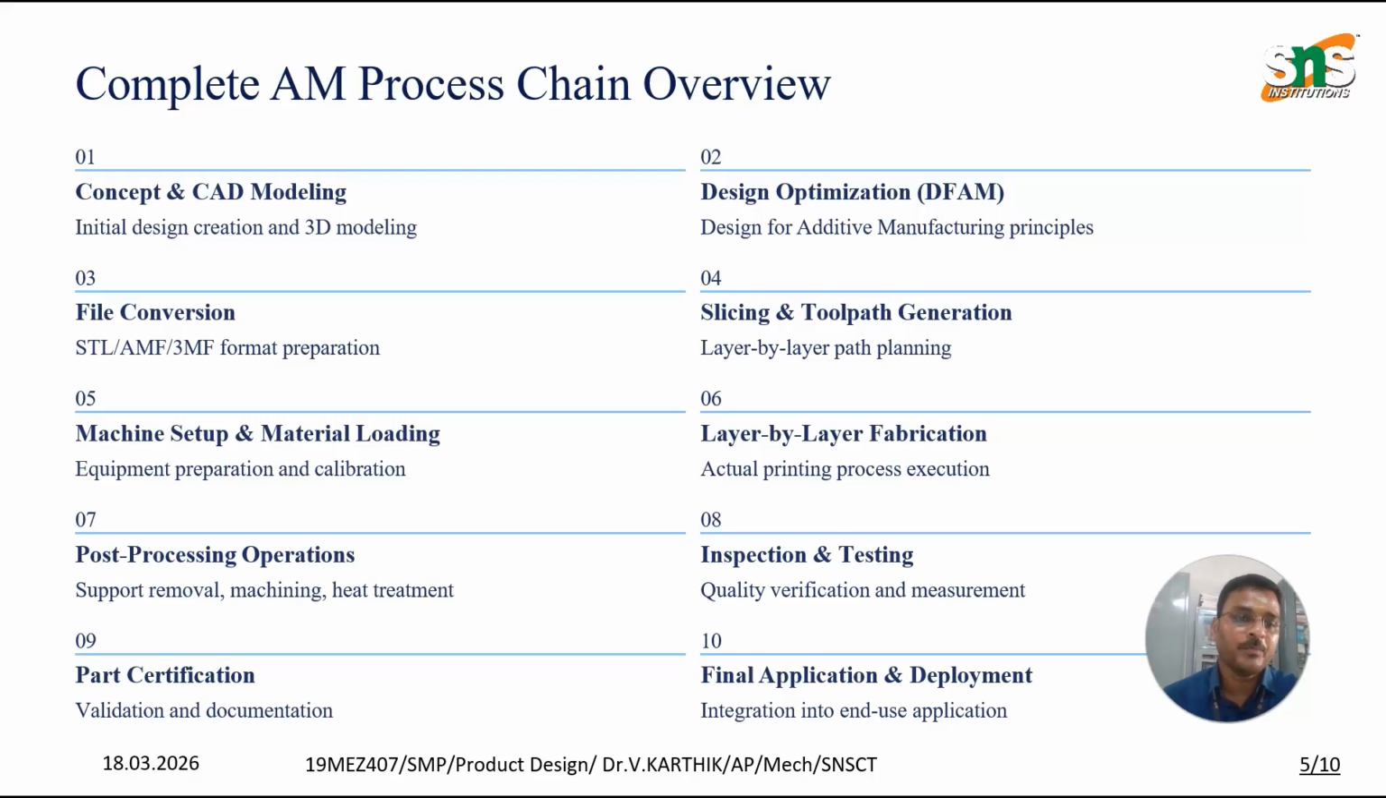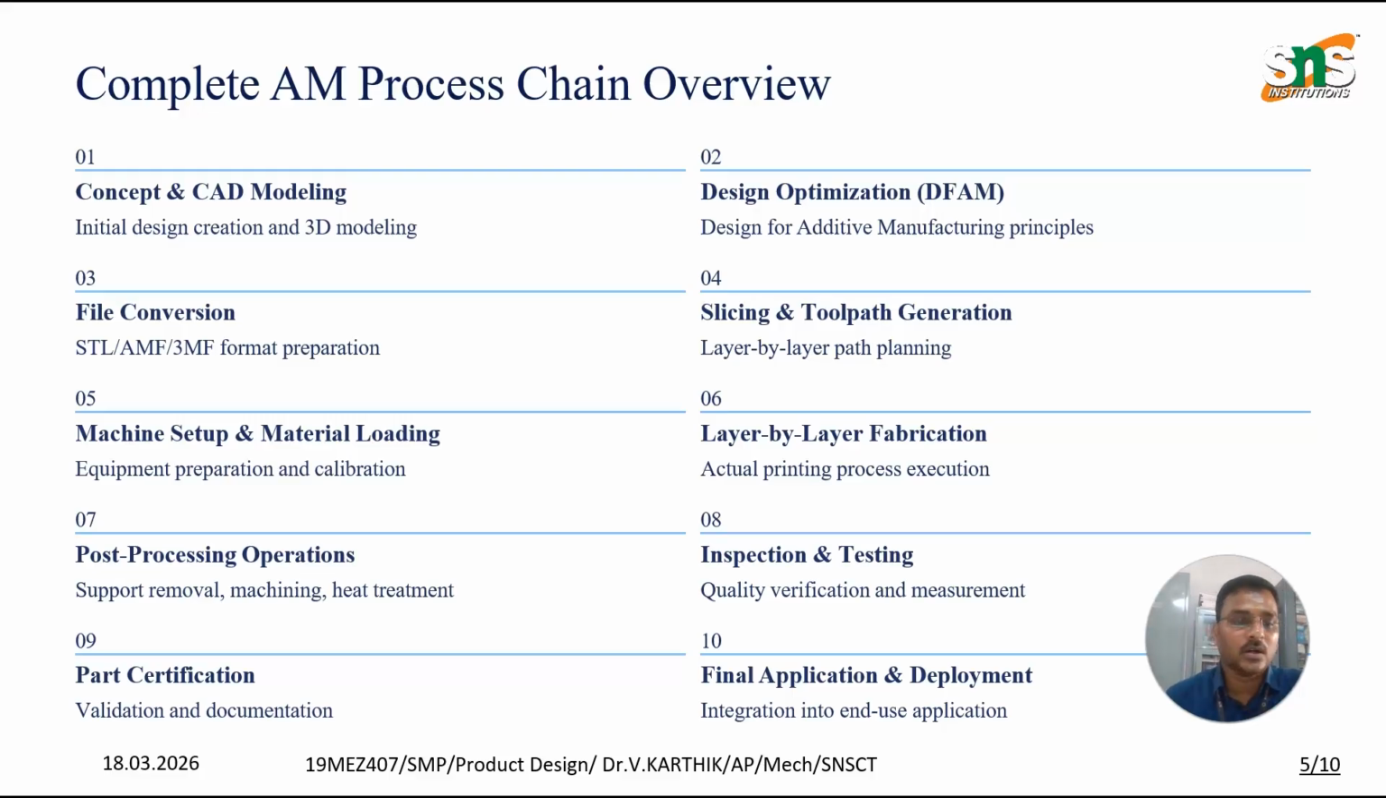And the next one is the file conversions. Here we convert the design into STL or AMF and 3MF formats, for the format preparation to send to the smart manufacturing system to be done automatically. And then machine setup and material loading. Here, while we go for smart manufacturing systems, all is done in the software. So equipment preparations and calibrations are to be done initially for setting up the machines, and how the material is to be loaded, from the loading stage to the unloading stage.